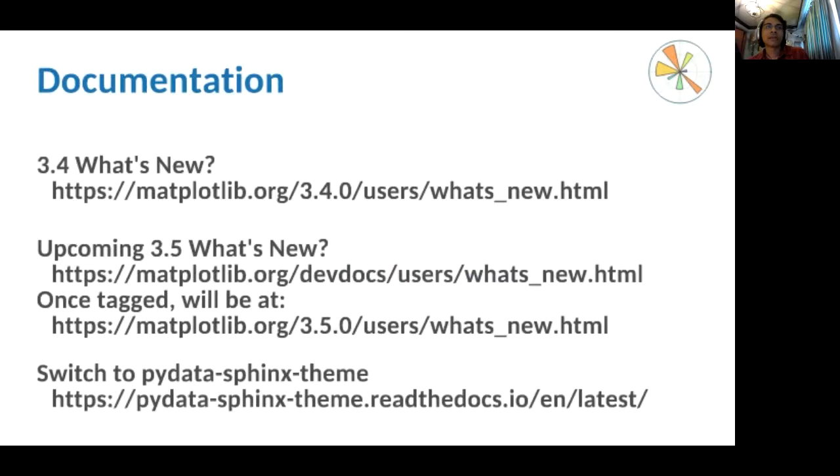So again, here are some links to our what's new for 3.4, what came about previously. The 3.5 links are not ready yet because we haven't tagged anything, but soon they will be. One other cool thing to note is that we have switched to the PyData Sphinx theme, which is looking pretty nice now.